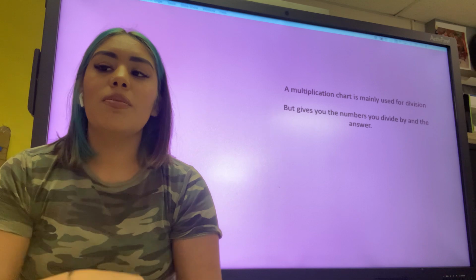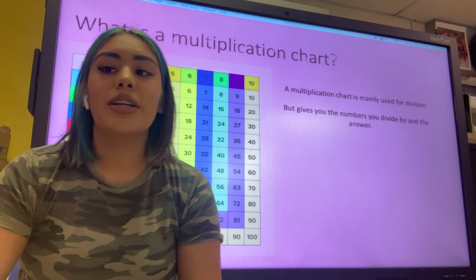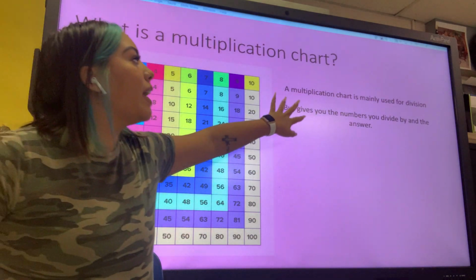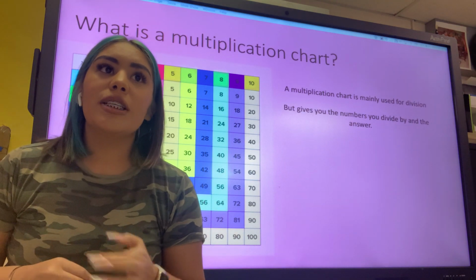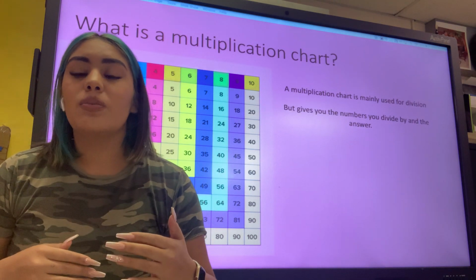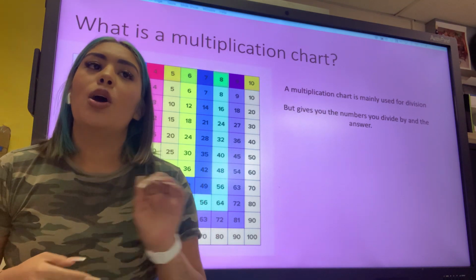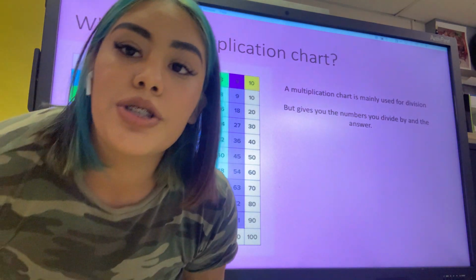So there is something called a multiplication chart, but let's figure out what it is. So this right here is your multiplication chart. And a multiplication chart is mainly used for division. However, some teachers usually give it to kids to use as well, as an ideal thing. You look at it and make sure your answers are correct. We're not going to use them in our class, but I'm going to show you what it looks like, okay? And what you're going to do with it.